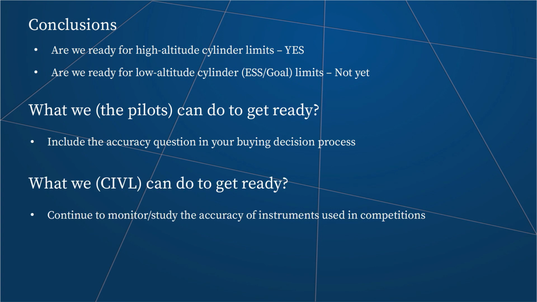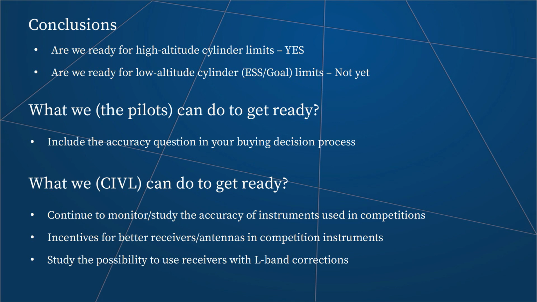As a sport governing body, first of all, we must have information. Information about what is the current situation with the accuracy, what instruments use what GNSS receiver, what antenna, and so on. Then we must discuss and find some working incentives towards having more accurate receivers in our instruments. And finally, if we need accuracies better than 10 meters in all conditions all the time, we must go for receivers with L-band corrections.